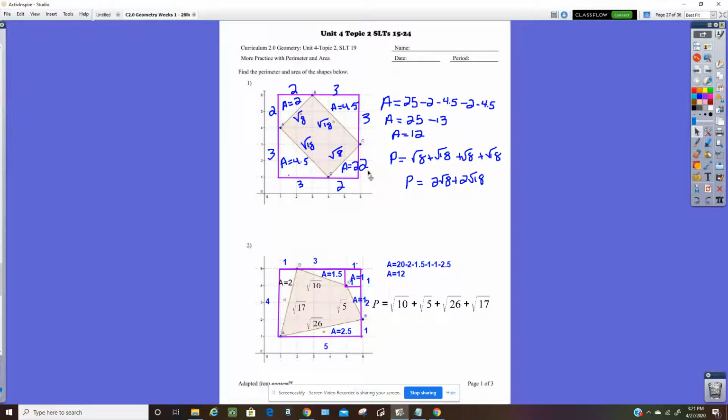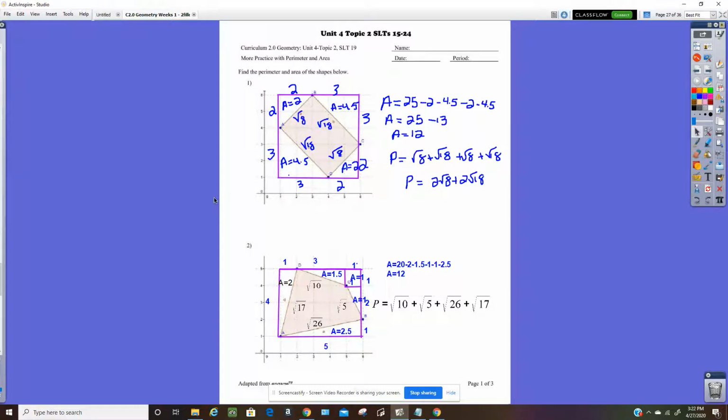And this is 2 by 2 again. So 2 times 2 is 4, and 1/2 of that is 2. 3 times 3 is 9, and 1/2 is 4.5. And the way I found these sides is 2 squared plus 2 squared, which is 4 plus 4, is equal to c squared. So c squared is 8, and c is the square root of 8.